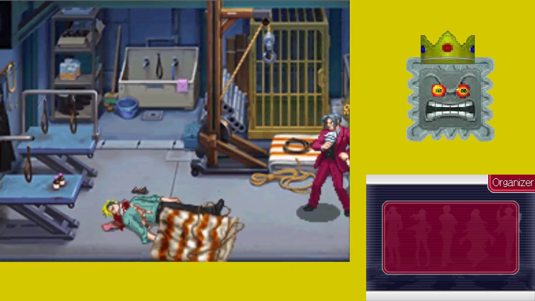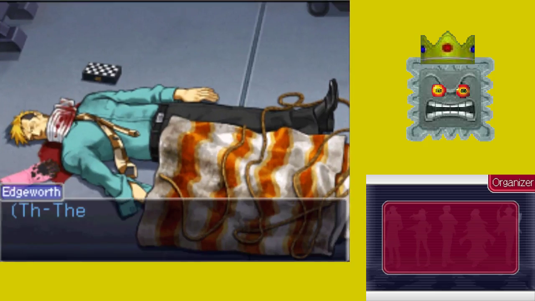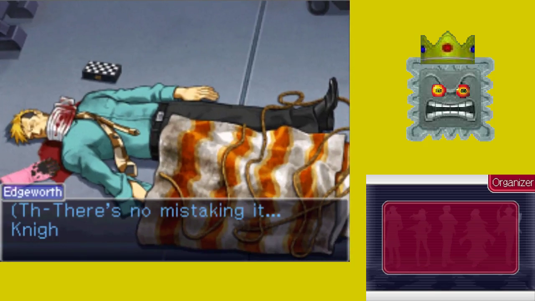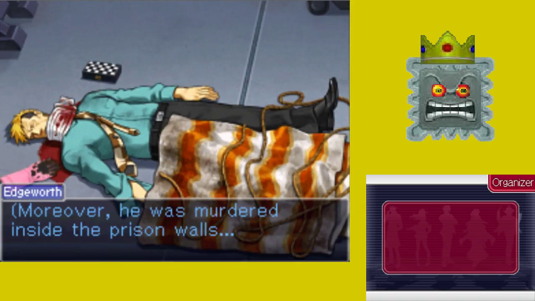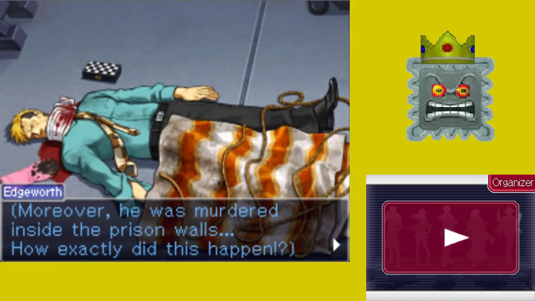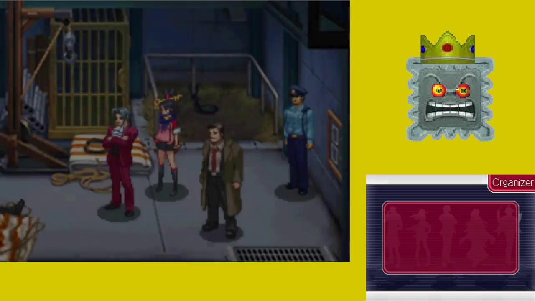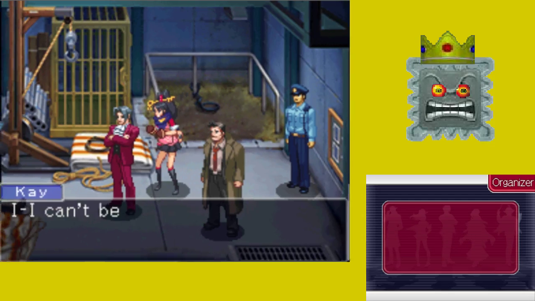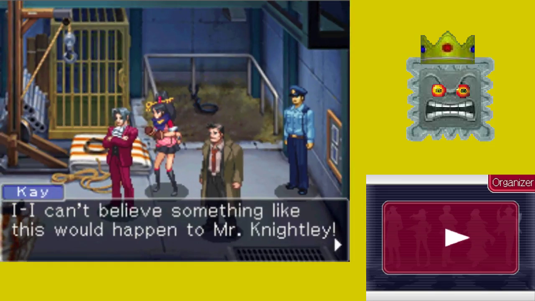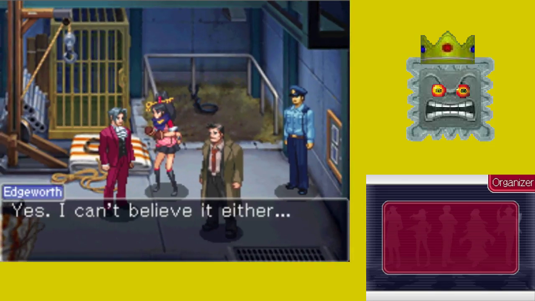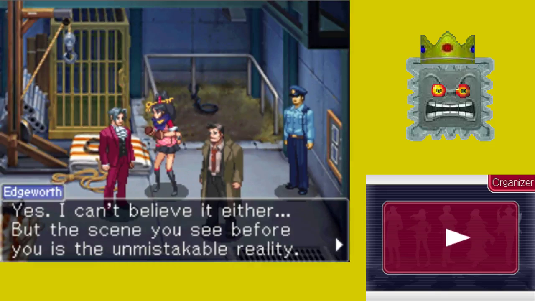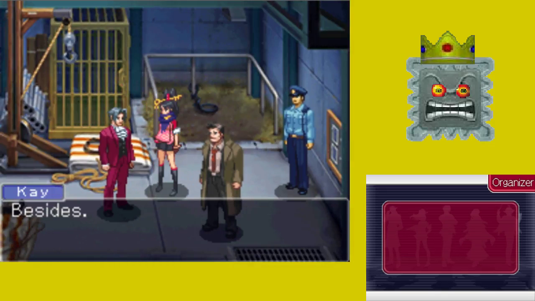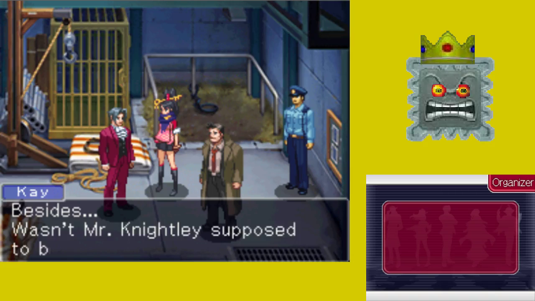Yes, Knightley. Just dead Knightley. There's no mistaking it. Knightley's dead. Moreover, he was murdered inside the prison walls. How exactly did this happen? Yes, 10:32 a.m. I can't believe something like this would happen to Mr. Knightley! Yes, I can't believe it either. But the scene you see before you is the unmistakable reality. Besides, wasn't Mr. Knightley supposed to be in the detention center?